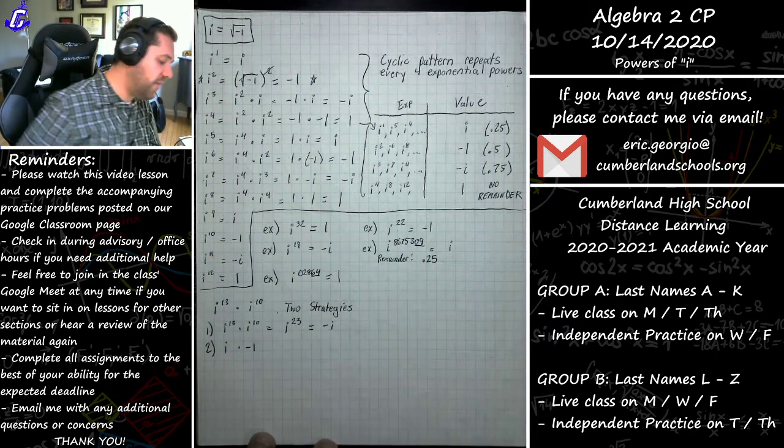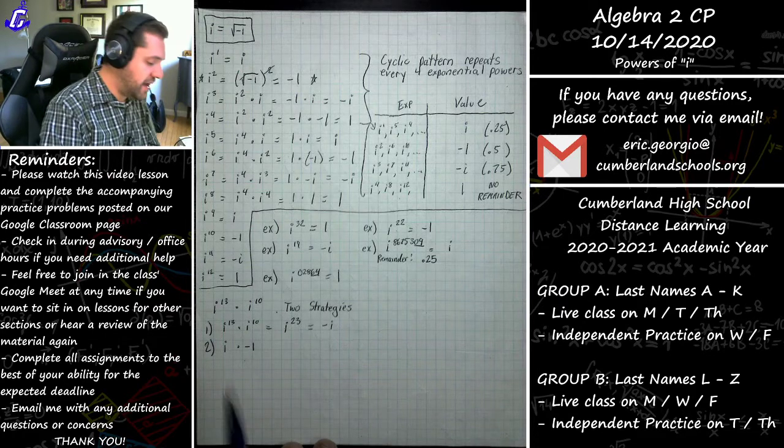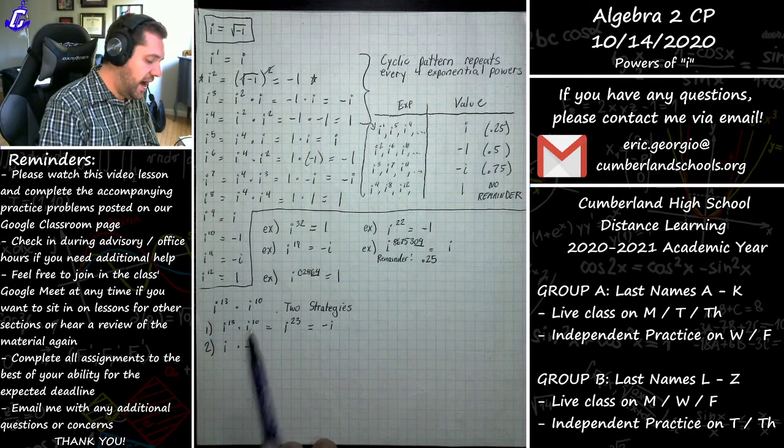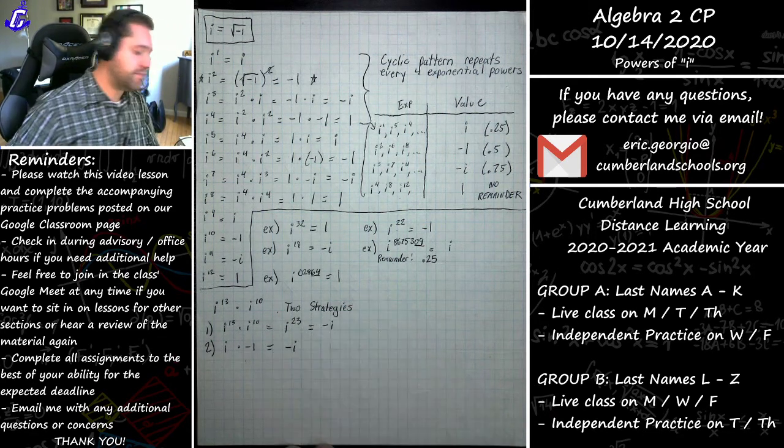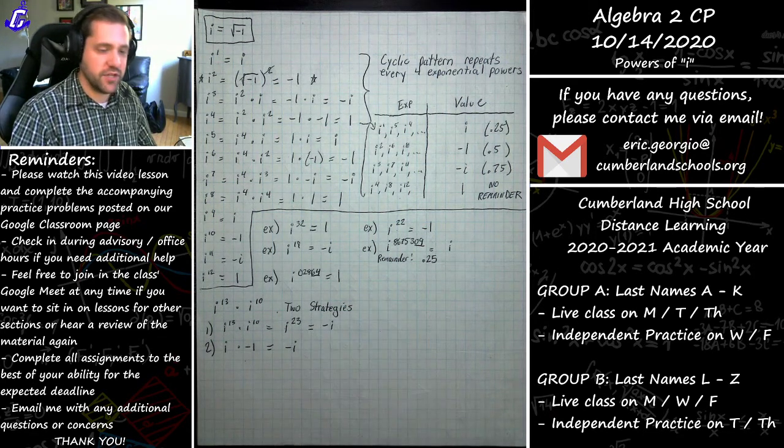So we can evaluate each of these things independently and say, oh, well, I to the 13th is I, and I to the 10th is negative 1. Negative 1 times I is negative I. And so we end up at the same position.